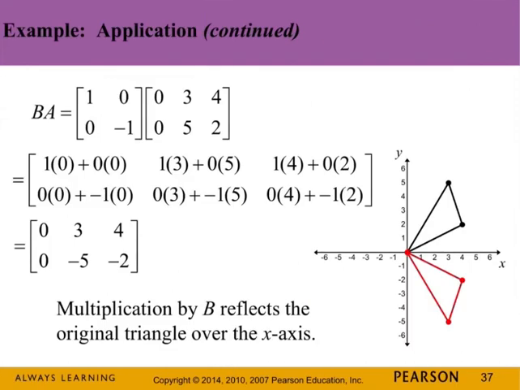Multiplying by B reflects the original triangle over the x-axis. That's interesting. Okay. We did it.